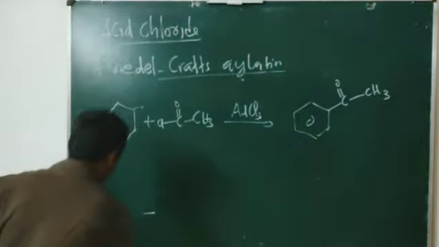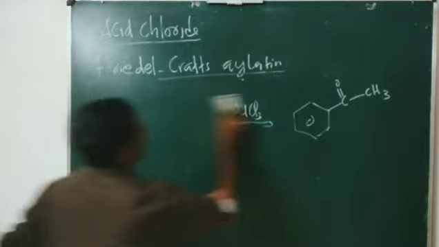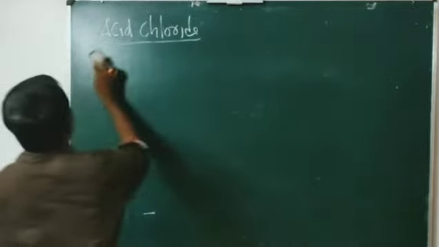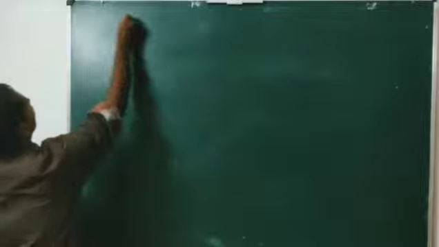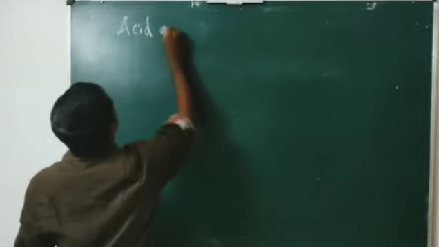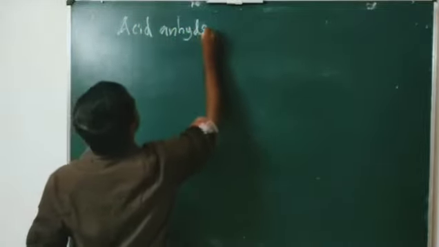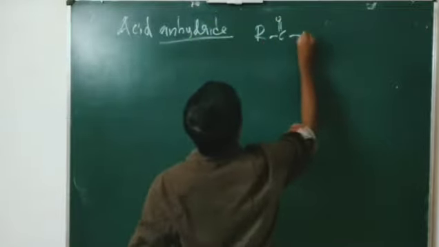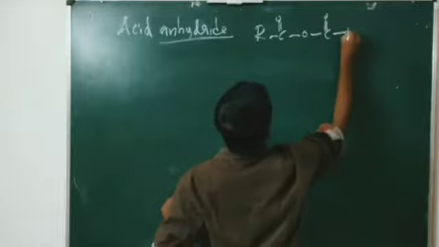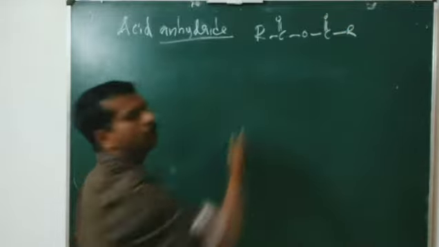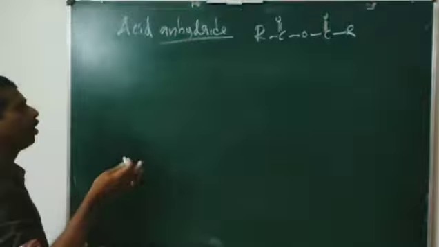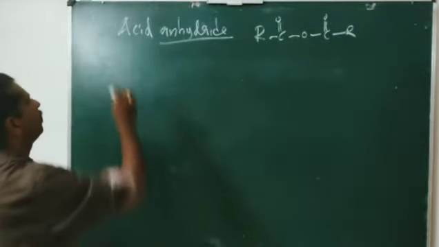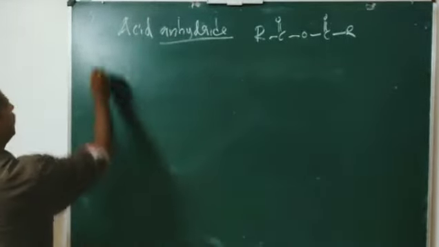So that's all about the reactions of acid chloride. Next is acid anhydride. The second derivative is acid anhydride. Its formula is RCO-O-COR, or you can write RCO twice with an oxygen between. First is the preparation.